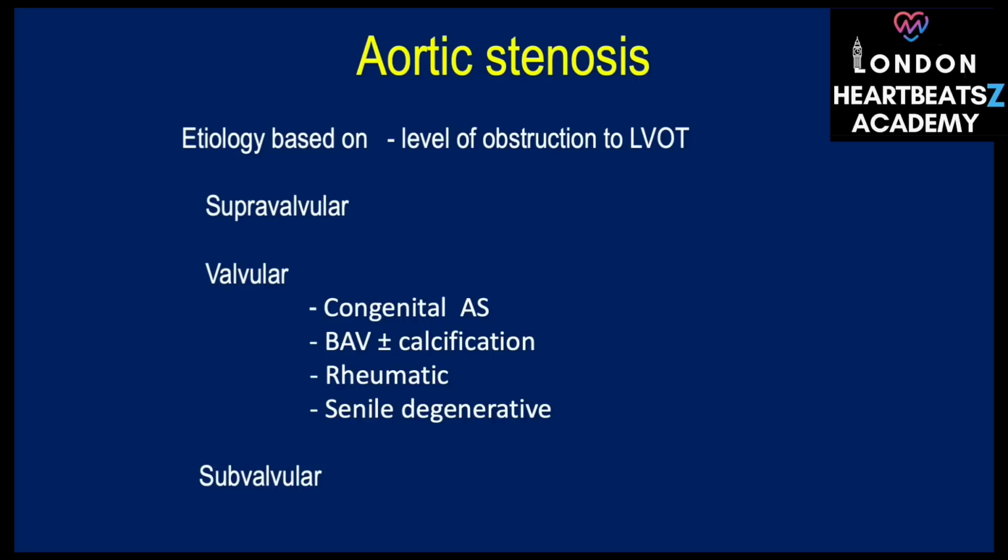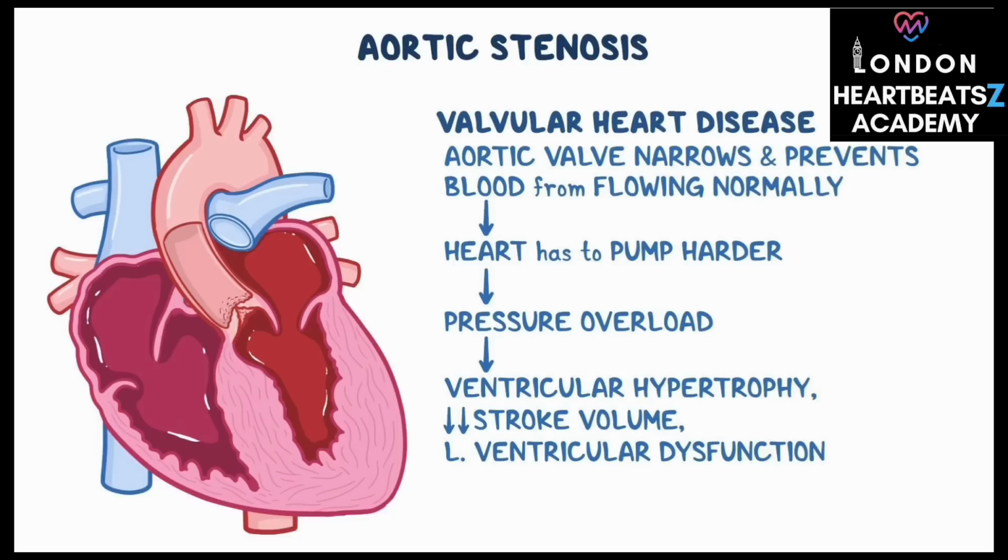Narrowing at the valve itself is valvular aortic stenosis. That's the most common type. And narrowing below the valve is subvalvular aortic stenosis, often caused by a congenital abnormality called a subaortic membrane. It's like a little curtain partially blocking the exit. So it can be a problem with the valve itself or something blocking it above or below.